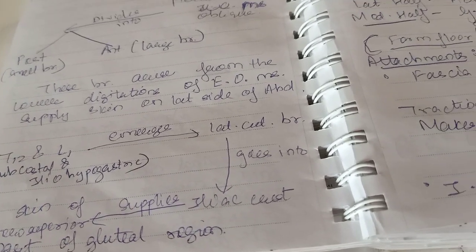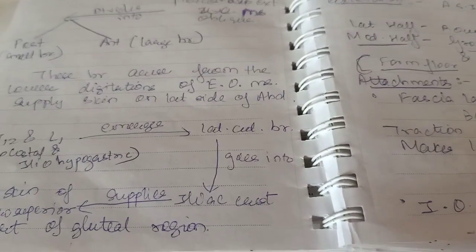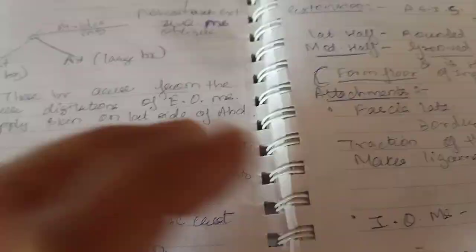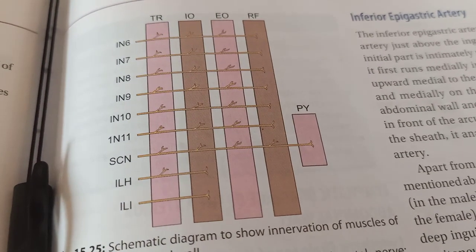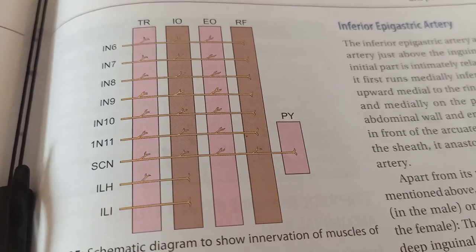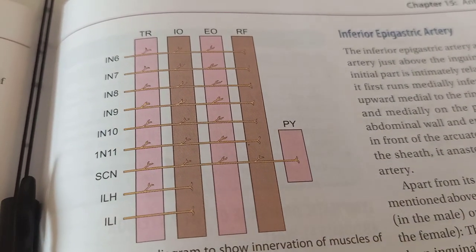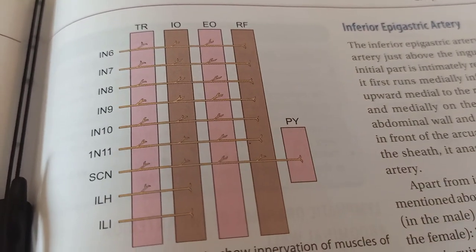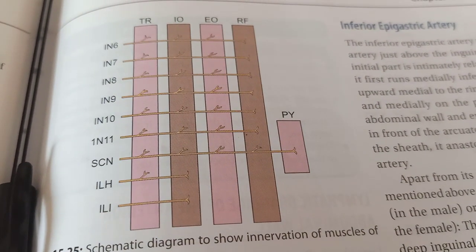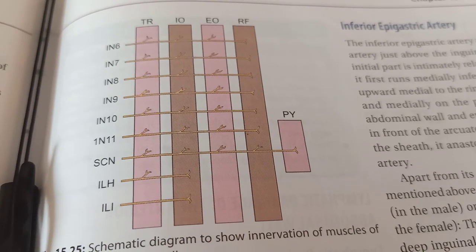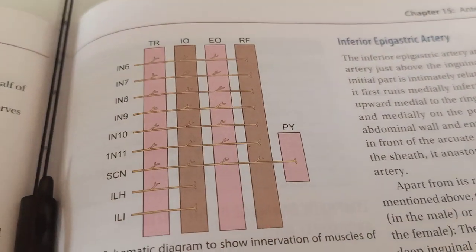So this was about the cutaneous nerves of the anterior abdominal wall and the nerve supply of the abdominal wall. Please remember this table, this is the anterior abdominal wall nerve supply. So today we have seen the cremaster muscle, conjoint tendon, and the nerve supply, that is the cutaneous innervation of the anterior abdominal wall. Kindly go through the textbooks and the notes which I have provided.